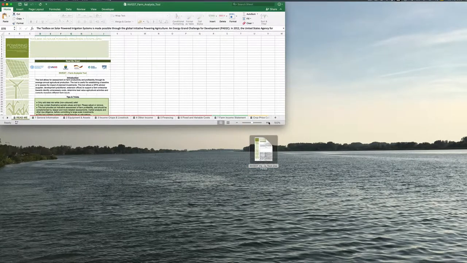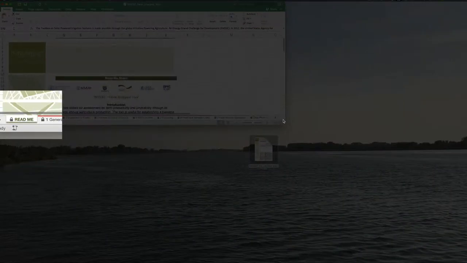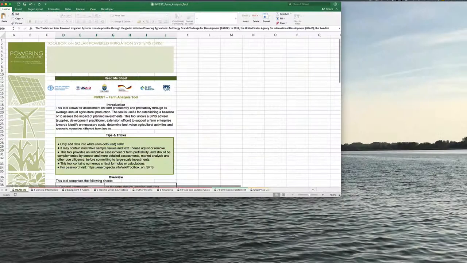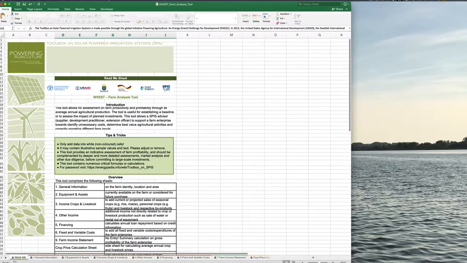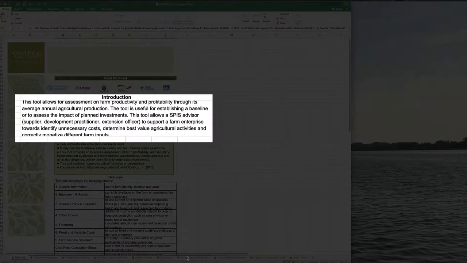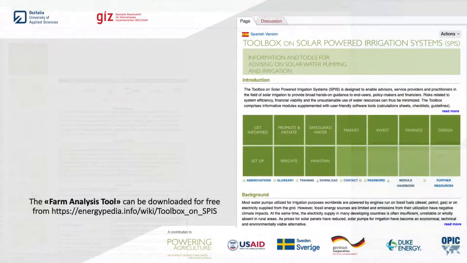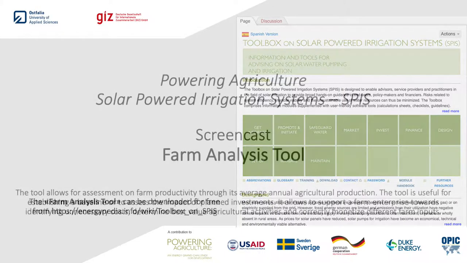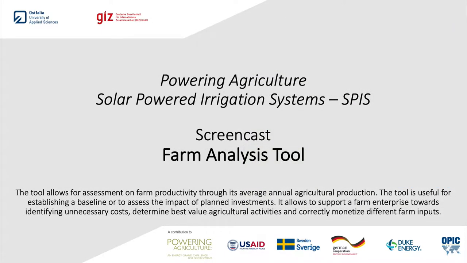The first sheet of the tool is the README sheet. It gives some general information. The tool allows for assessment on farm productivity through its average annual agricultural production. The tool is useful for establishing a baseline or to assess the impact of plant investments. It allows to support a farm enterprise towards identifying unnecessary costs, determine best value agricultural activities, and correctly monetize different farm inputs.